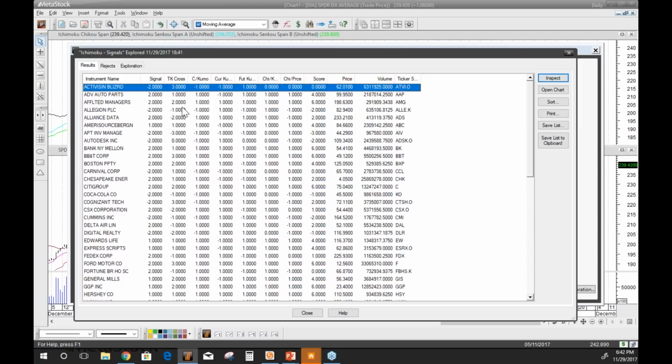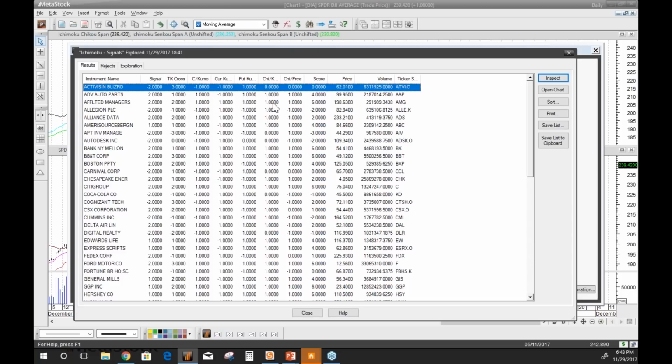A -2 would be a short main entry signal, and a -1 would be a short re-entry signal. In general, a positive number infers a bullish condition and a negative number a bearish condition. So we can see, for example, the TK cross is a positive number, so that would make it bullish. And in this case, the close-cloud relationship is a -1. That would make it bearish. So even though it's had a signal, it's got all these competing values here. And if we combine all those values, we actually get a score of 0. So this probably wouldn't be one I'd want to be looking at right now.